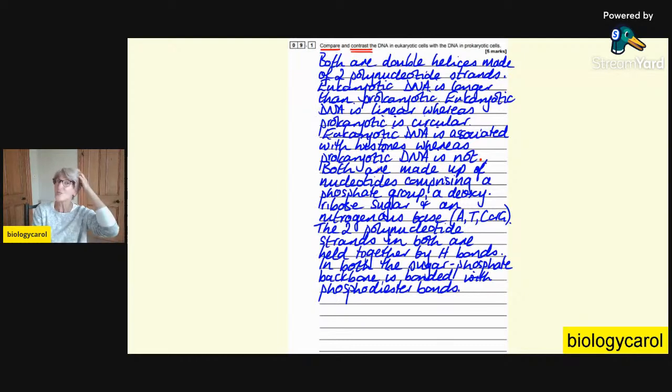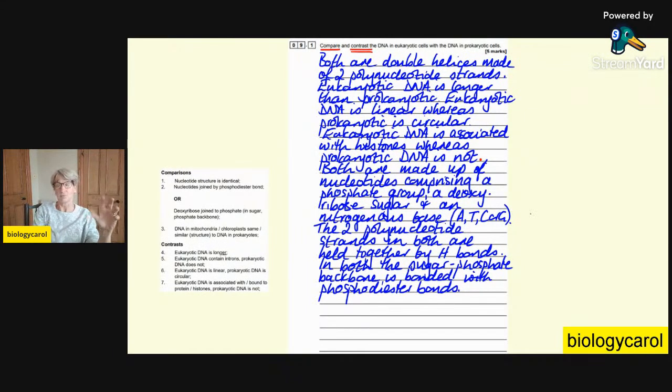So therefore, I went back and said, both are made up of nucleotides comprising a phosphate group, deoxyribose sugar, and a nitrogenous base. And the two polynucleotide strands are held together by hydrogen bonds. And, here I really did feel like I was scraping the barrel, I'm going to be honest. And also to say that the phosphodiester bonds holding those sugar phosphate backbones together are also the same.